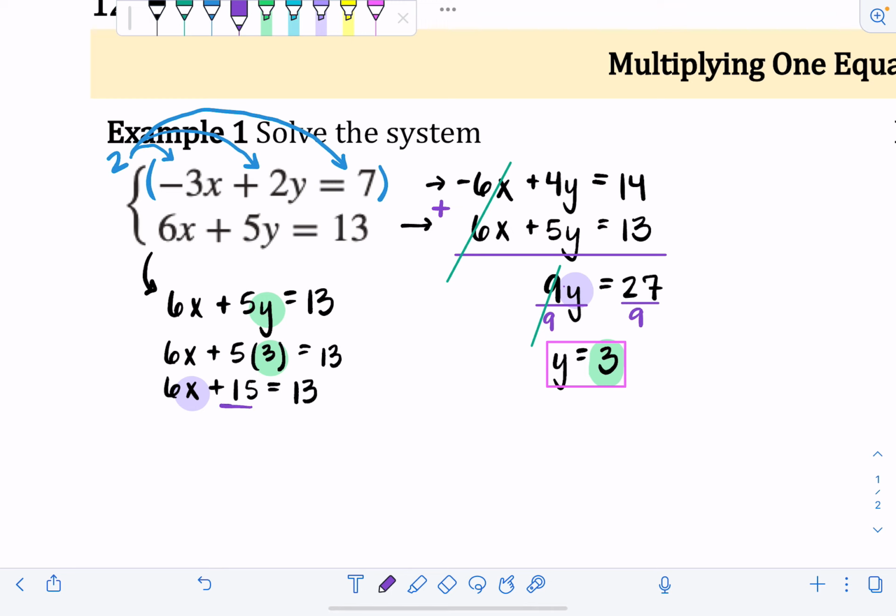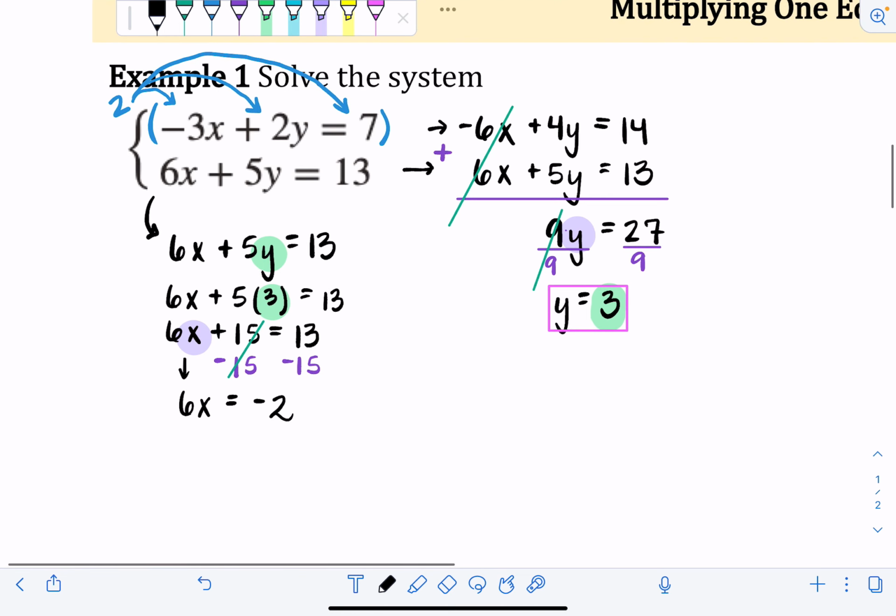So this 15 is being added to it, so to get rid of that, I would have to subtract 15 from both sides. And then I would bring down my 6x. And then 15 minus 15 is 0, so that cancels out. 13 minus 15 is negative 2. So when you have one positive and one negative, you find the difference between the two numbers, which is 2. And then you would take the sign from the bigger number. So like 15 was bigger and it was negative, so this was a negative 2.